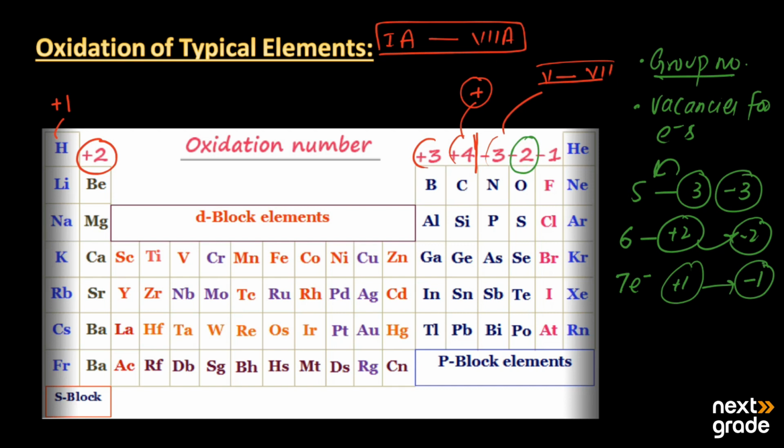So this is the simple oxidation state of typical elements. They have their oxidation state the same as their group number, or the number of electrons present in their outermost shell or the valence shell.